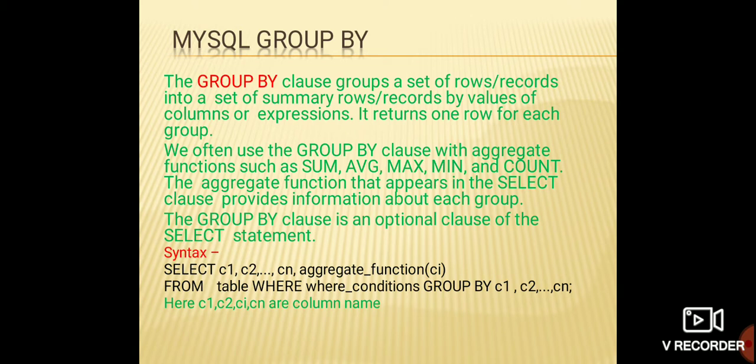You can see the syntax. Select C1, C2, where C1, C2 up to Cn are what? These are columns. Okay, from the table you will extract, so from table, where you can give certain conditions. Okay, then group by according to which column you want to group, you have to write accordingly.